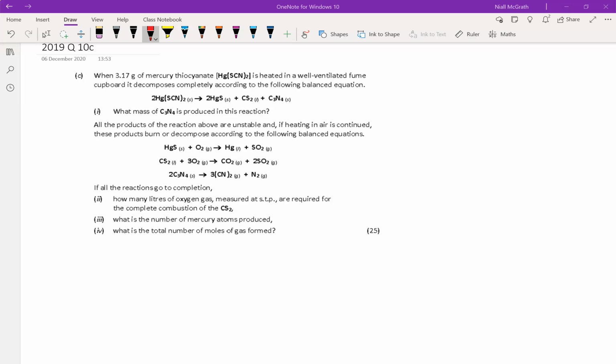Now, a lot of those things you wouldn't have ever seen. People that sat this leaving cert wouldn't have ever come across mercury thiocyanate before, more than likely. So that's not what we're looking for, though. We're not really being asked anything about the actual compound itself. We're working with numbers here.